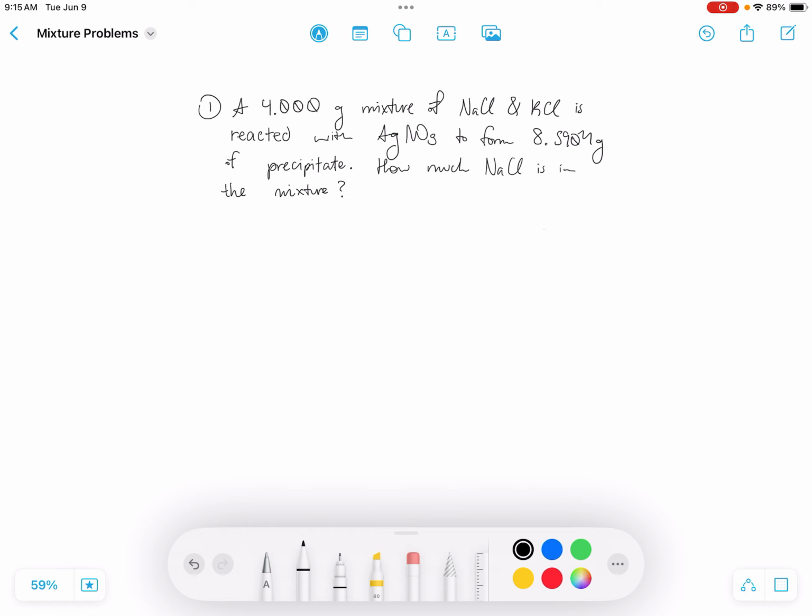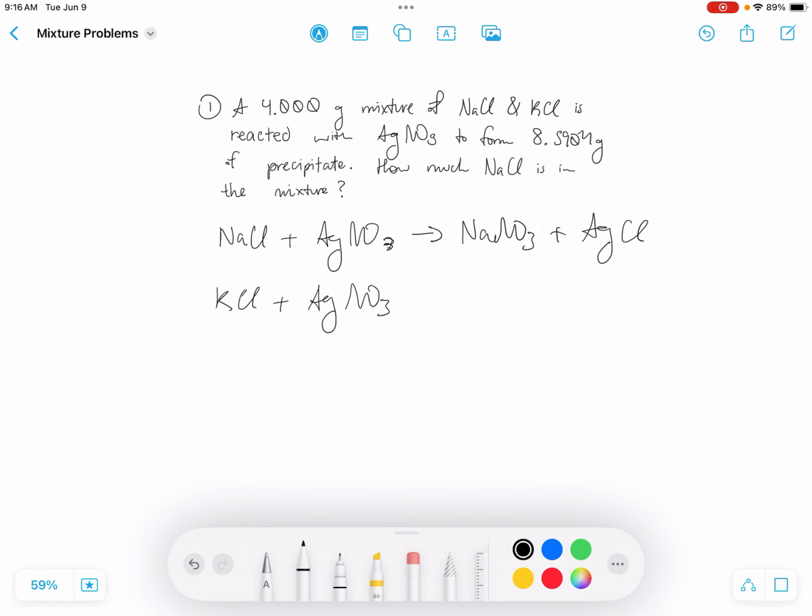First question is, okay, what is this precipitate? So let's write out these reactions. We have some NaCl in the mixture, and that reacts with AgNO3 to form NaNO3, because this is double replacement, and AgCl. Let's do the other reaction, KCl plus AgNO3, once again double replacement, and this gets us KNO3 and AgCl. Now, if you have your solubility rules memorized, you should know that AgCl is our precipitate.